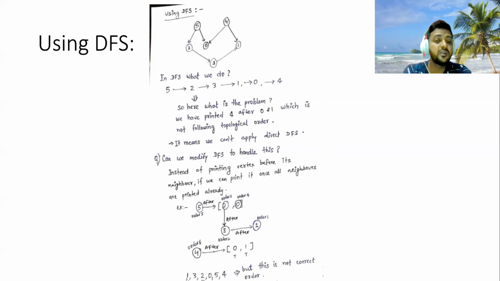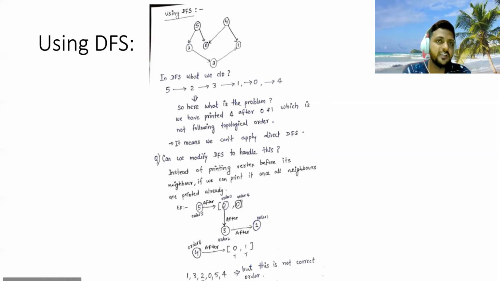But do you think this is our topological order? No, because 4 is coming after 0 and 1. So this is not working, right? Now, what if I do the reverse of this particular output? What we will get is 4, 5, 0, 2, 3, 1.